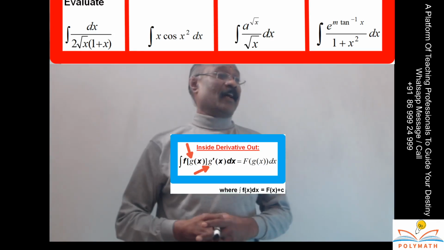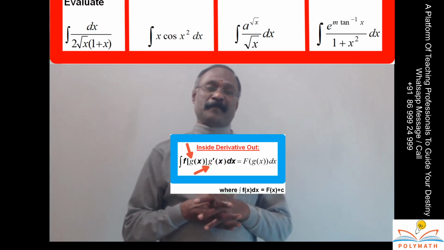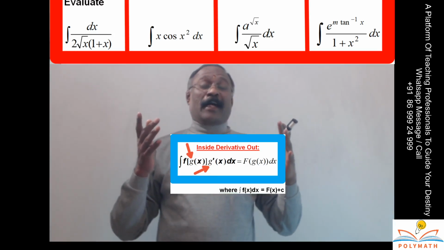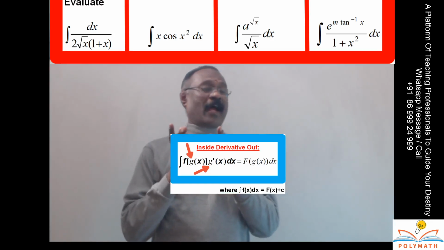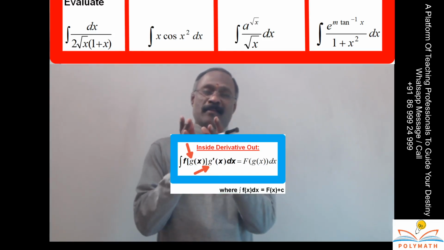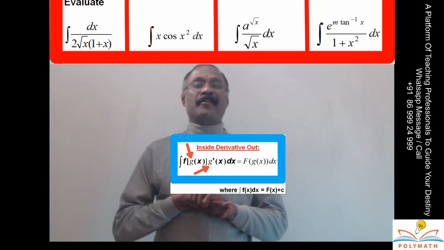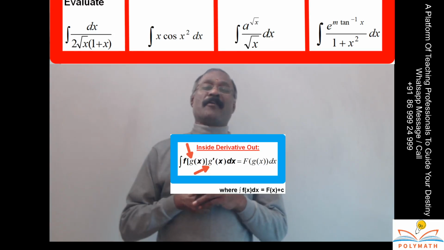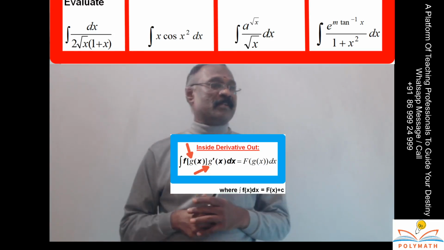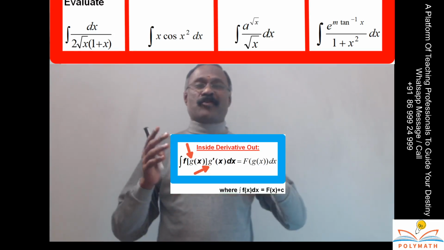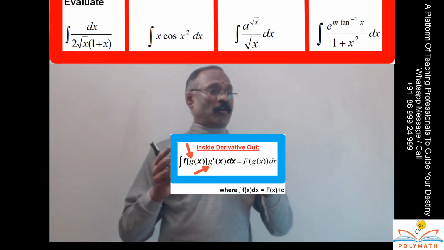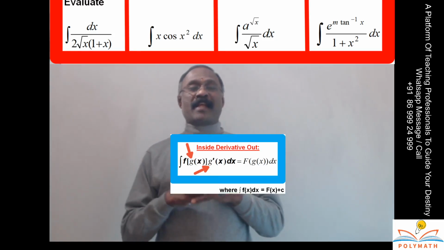What is behind g dash x? F of g of x. You have to say in this problem what is the function behind g dash x. It is f of g of x. Why did I name it inside derivative out? It is f of g of x into g dash x.